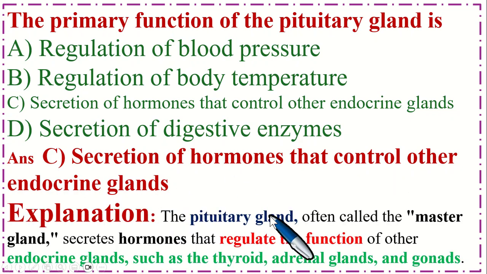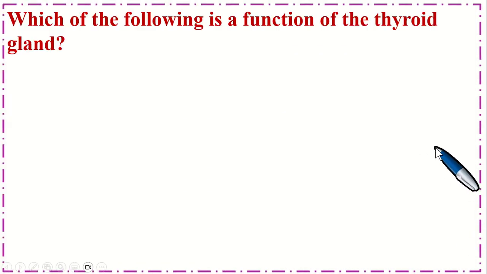Explanation: the pituitary gland, often called the master gland, secretes hormones that regulate the function of the other endocrine glands such as thyroid, adrenal gland, and gonads. Dear students, this is a very important MCQ.